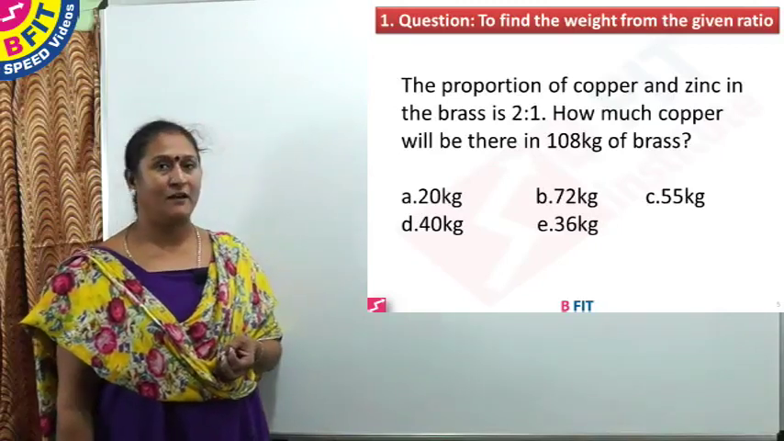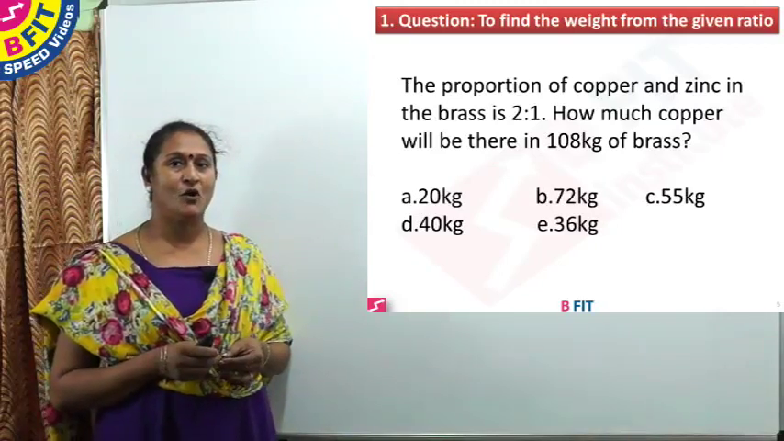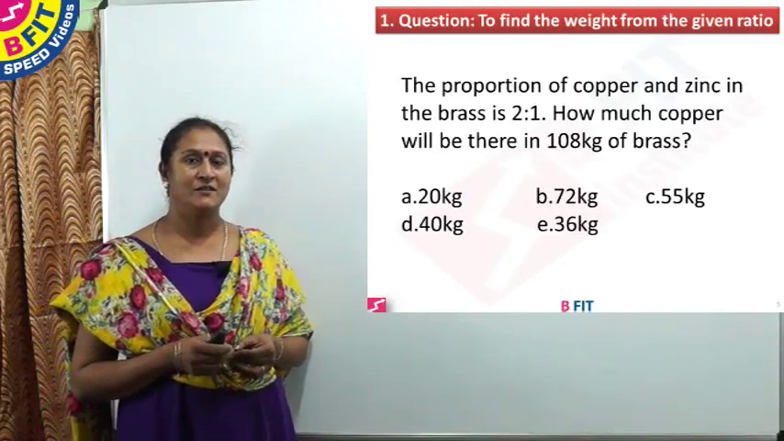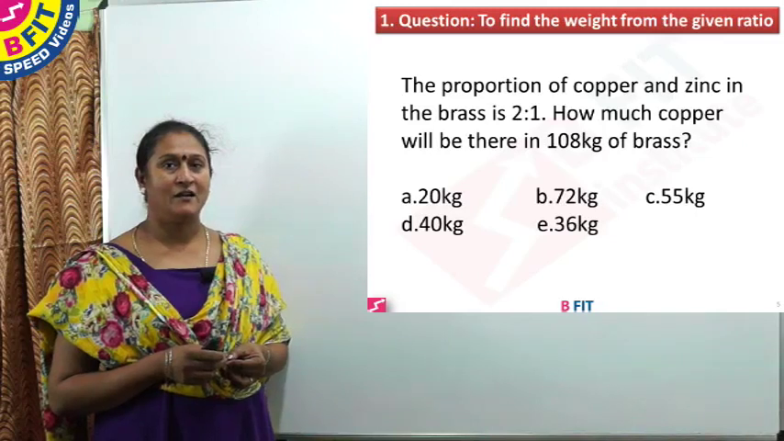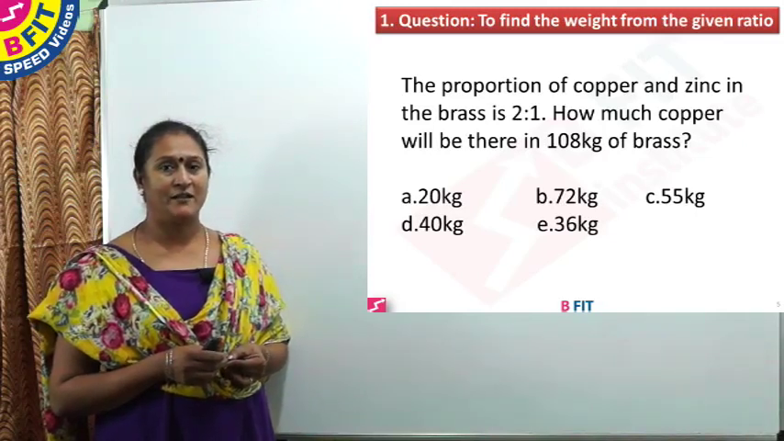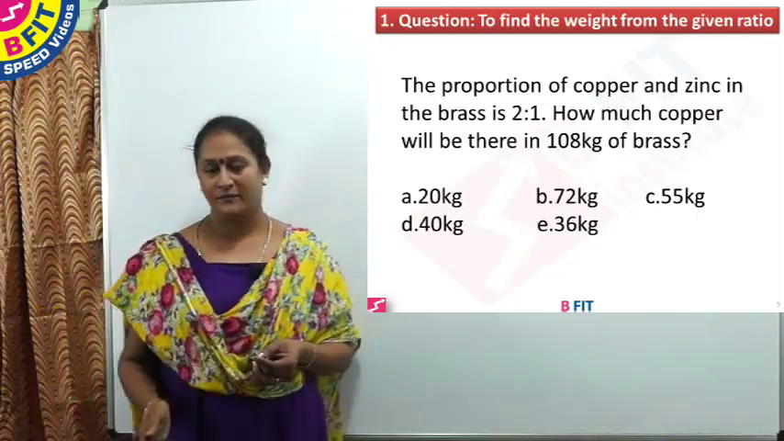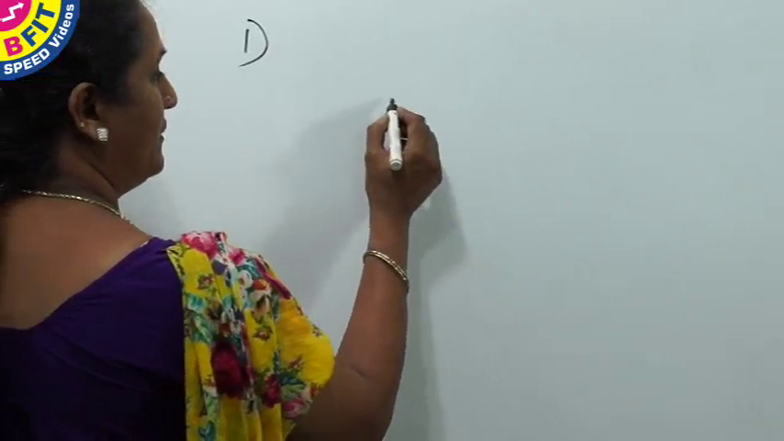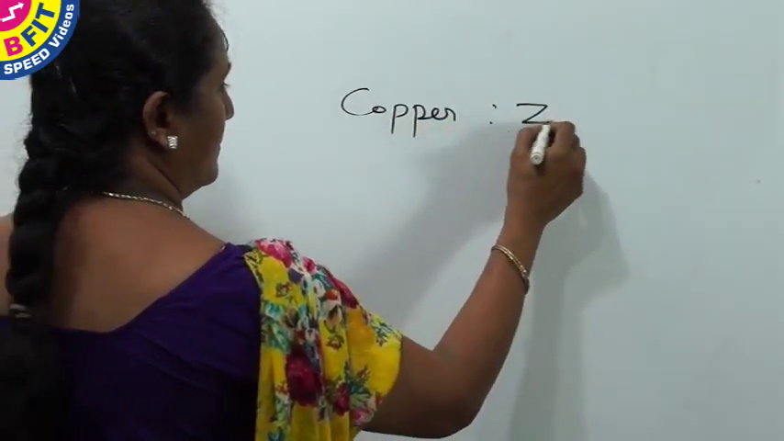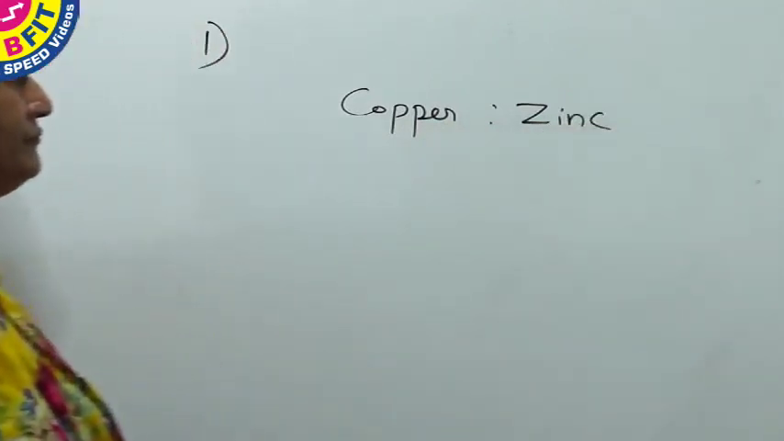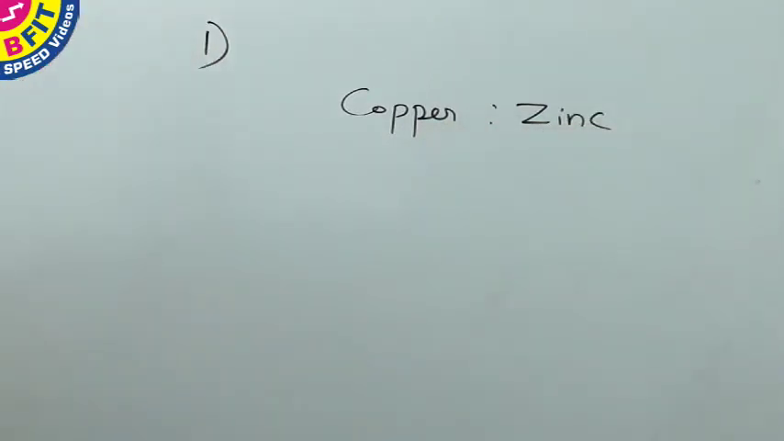So question number 1. The proportion of copper and zinc in brass is 2:1. How much copper will be there in 108 kilograms of brass? So we'll see the working. The metals in this alloy brass are copper and zinc. The ratio given is 2:1.